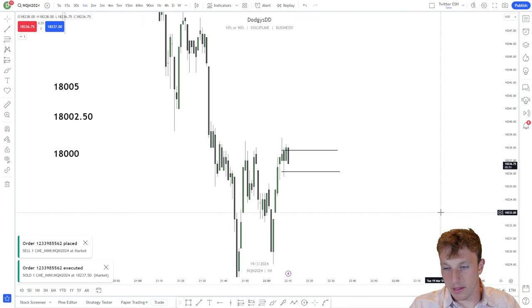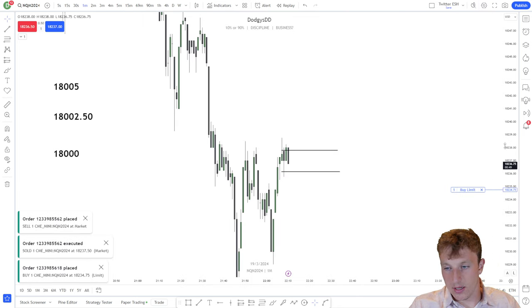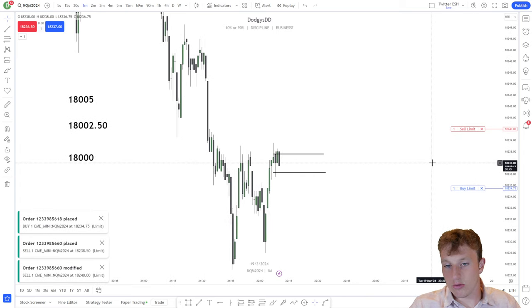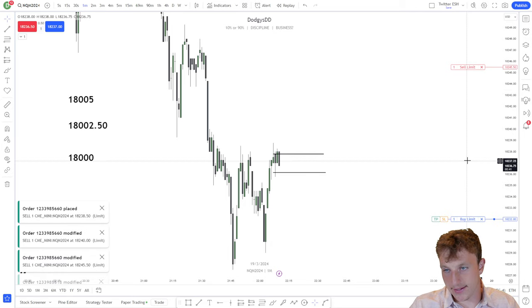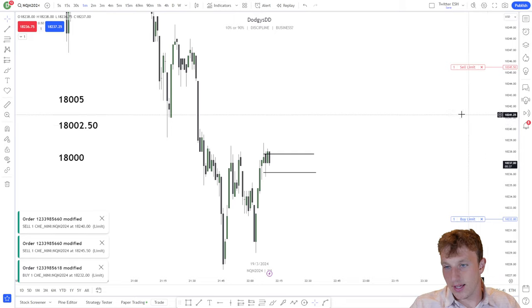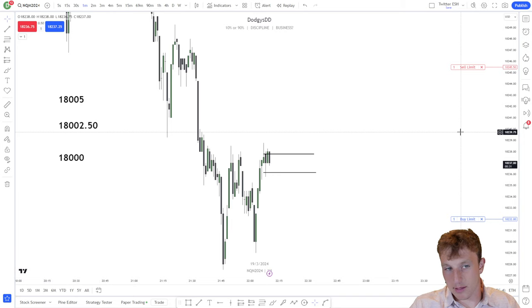If I just exit out, there's literally people trying to place orders down here, and there's people trying to place orders up here. Again, on a really, really bad broker, you're going to see a spread like this where there's going to be a million orders here and a million orders here. And if you market buy in between these, you can get a really bad fill and you're already going to be red in the position. So you want the spread as tight as possible.